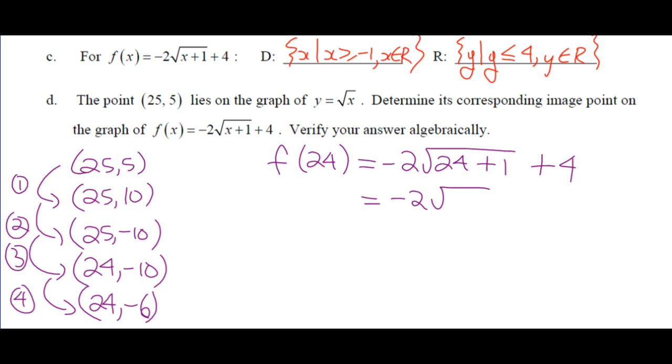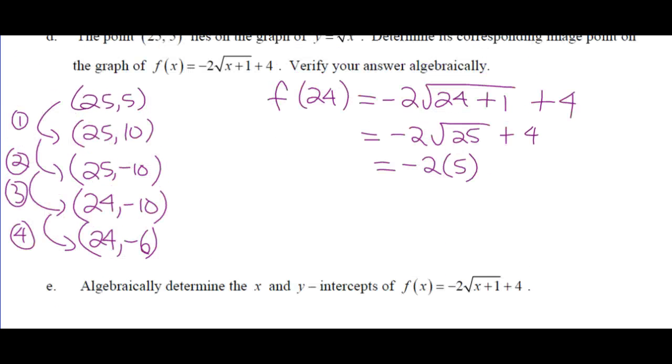So negative 2 root 25 plus 4 is negative 2 times 5. So remember, the radical sign means the positive or principal square root, right? So we're just interested in the 5. Negative 10 plus 4 equals negative 6. Okay, so if we plug 24 into the negative 6, sorry.